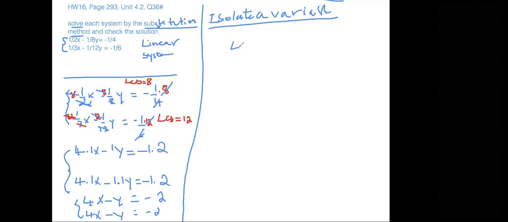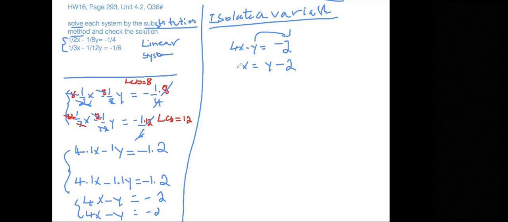Say 4x minus y is negative 2. You could decide to isolate either one. Let's say you want to get the x by itself, so we're going to move the y over. So 4x equals what? Positive y, if we move it over, minus 2. Then what do you do to isolate the x? We have a 4 here.